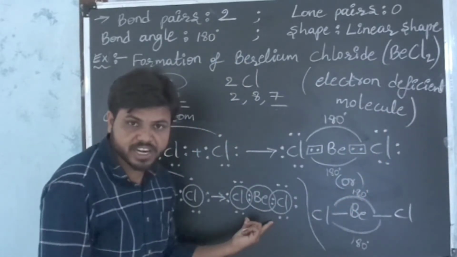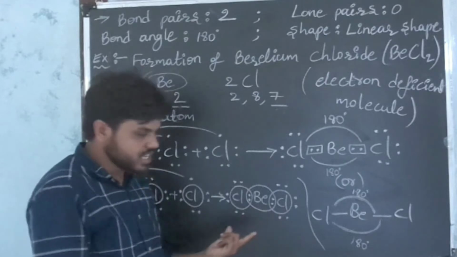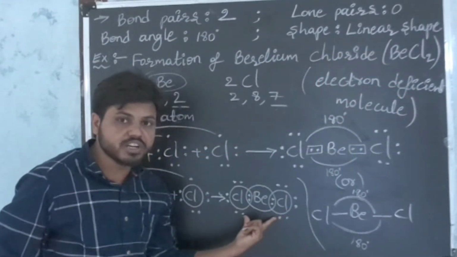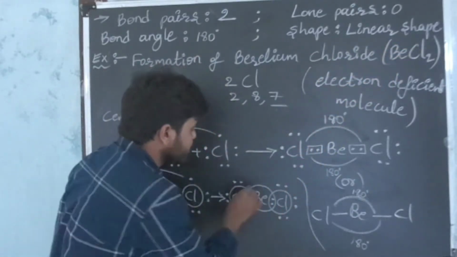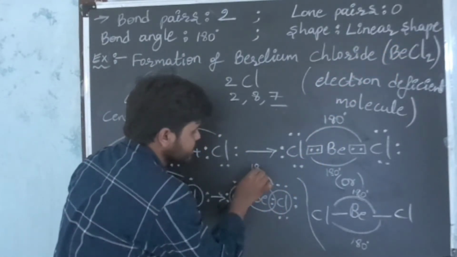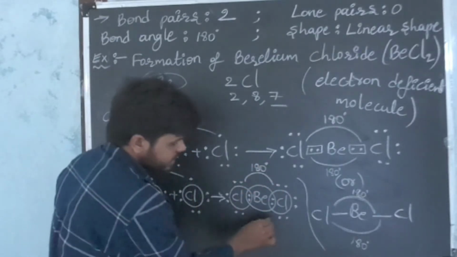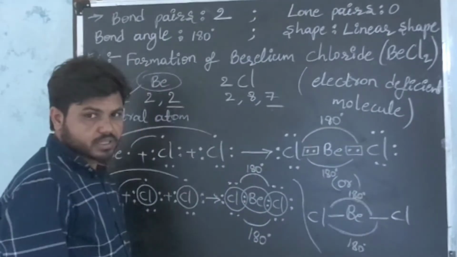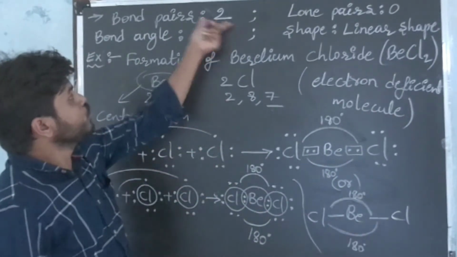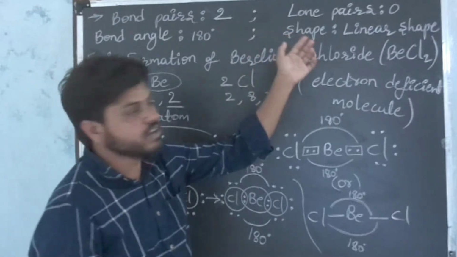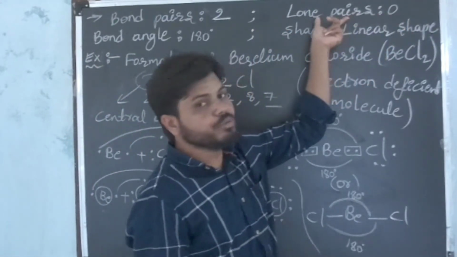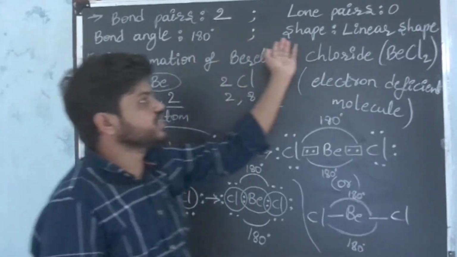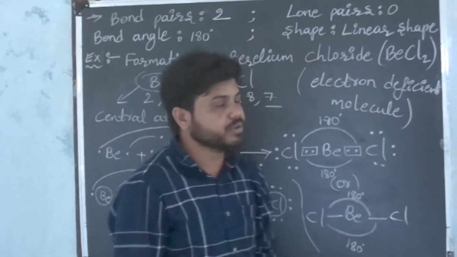This is the structure of beryllium chloride. By looking at this, we can say the shape of the molecule is linear, and the bond angle is 180 degrees. Here also the bond angle is 180 degrees. I am repeating, if 2 bond pairs are present around the nucleus of the central atom without any lone pair in the valence shell, then the bond angle is 180 degrees and the shape of the molecule is linear.